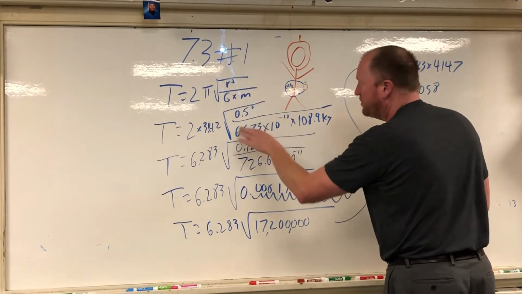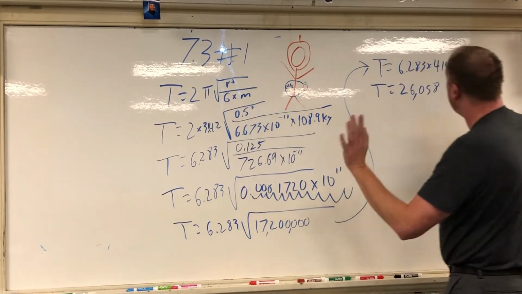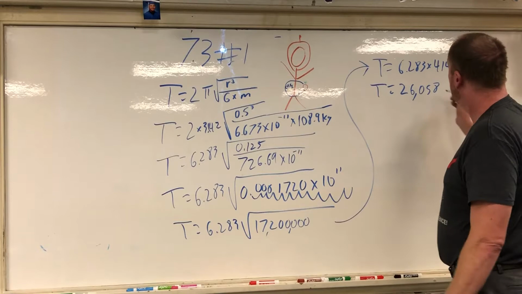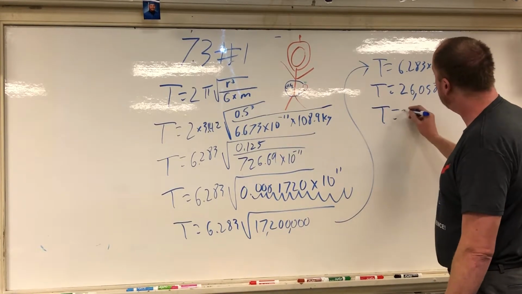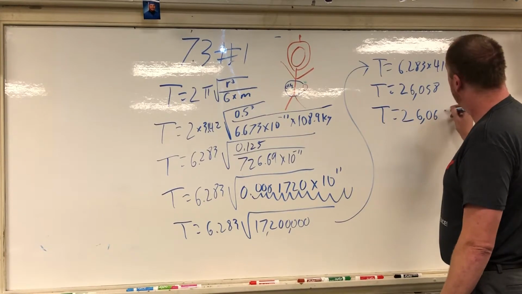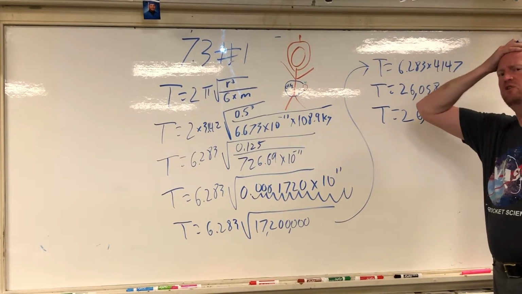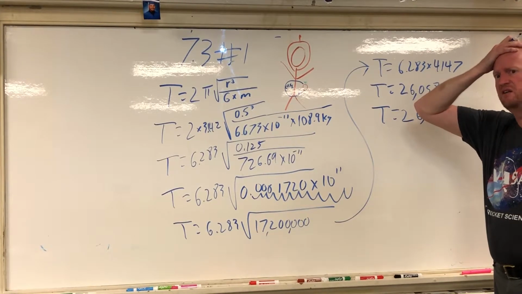Now, 4 sig figs, 0.5. Let's just assume that was completely precise. 4 sig figs, 4 sig figs, 4 sig figs. We got 4 sig figs, which is a lot for us. So we're going to round that to 2. T is equal to 26,060. Now, what units is T in?